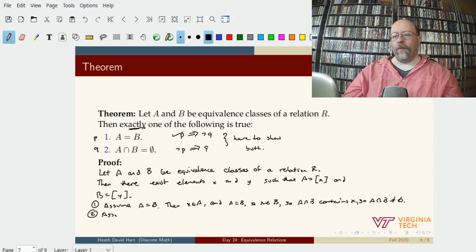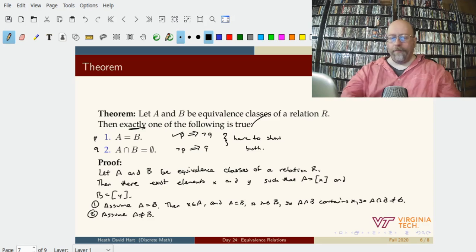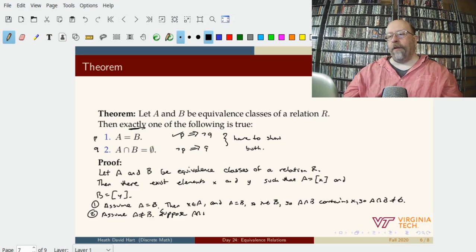Now we're going to assume A is not equal to B, and we're going to prove by contradiction here. Suppose that A intersect B was not empty. Let z be an element of A intersect B. Then (x, z) is in the relation because z is in A, and (y, z) is in the relation because z is in B. Okay.